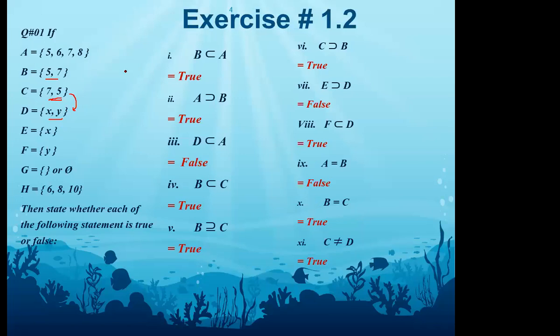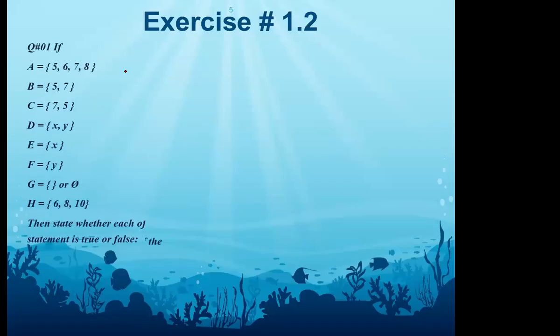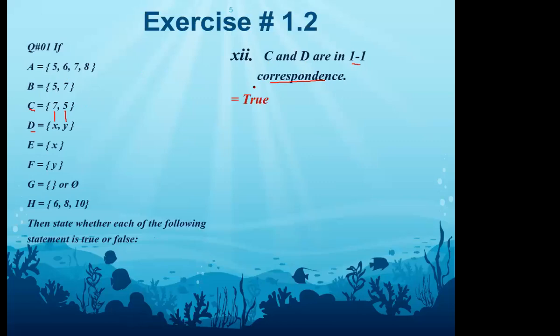Very good, everyone. Now, more questions. Again, the same question, some more parts. Now, part number 11, what you have, C and D. Now, this is C and this is D. They are in one-to-one correspondence. One-to-one correspondence means that you can make the pairs. So please tell me, is this true or false? True? Yes, this is true. Okay.